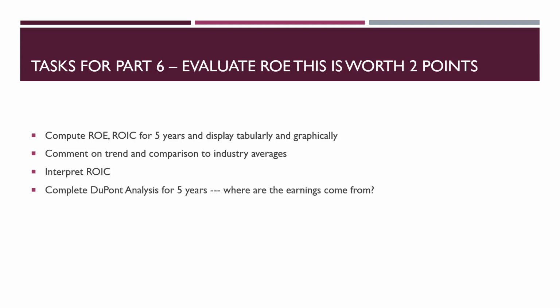Task for part 6, evaluate ROE. What's it telling us? First you do ROE and ROIC, return on invested capital. Comment on the trend in comparison to industry averages. Interpret what that ROIC means. Then complete the DuPont analysis of 5 years and explain where earnings are coming from. Is it the efficiency? Is it the use of capital? Is it the leverage? Good thing to do.